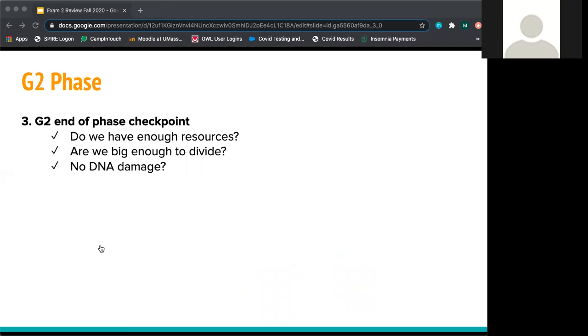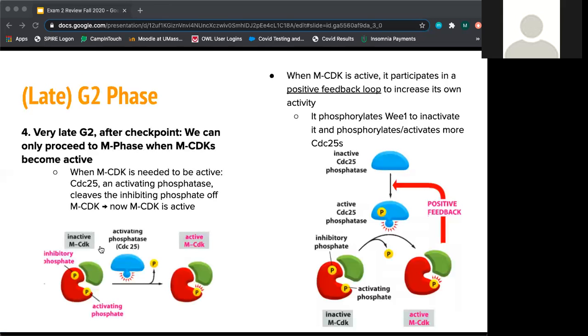So then at the end of G2 phase, you're looking to see, does my cell have enough resources? Is it big enough to divide? And also, is there no DNA damage? So then very late in G2 phase, after the checkpoint, we proceed to M phase when M-CDK becomes active. So after all that growth has occurred.